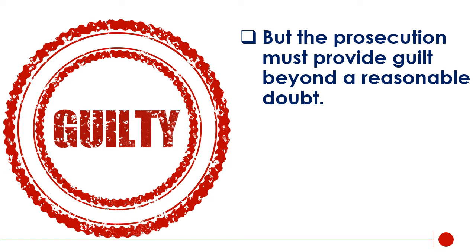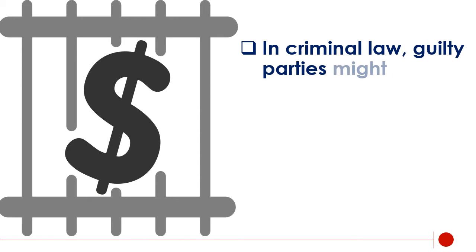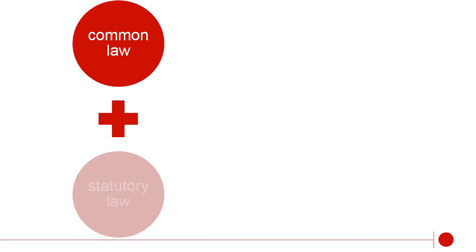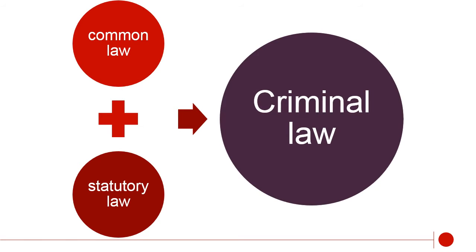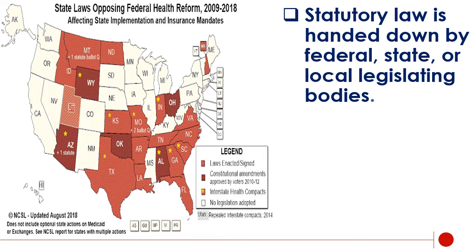Usually the civil body, such as the state or federal government, establishes the law that is violated. In criminal law, guilty parties might be imprisoned and/or fined. Criminal law is based on common law and statutory law. Statutory law is handed down by federal, state, or local legislating bodies.